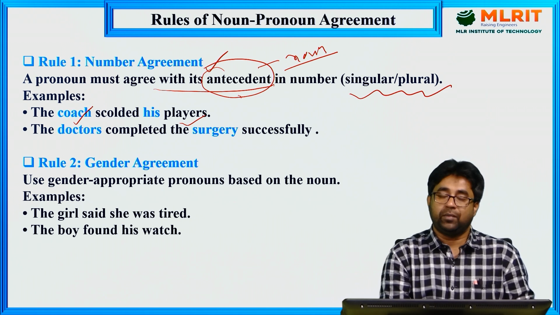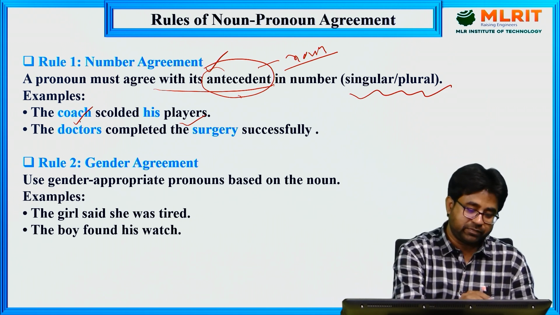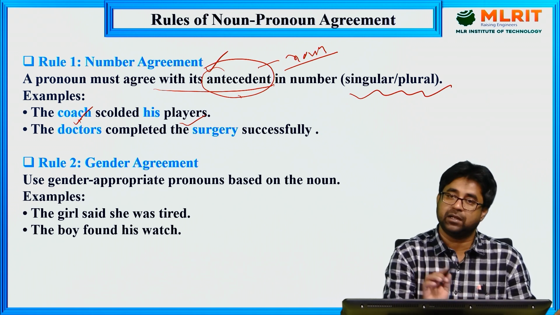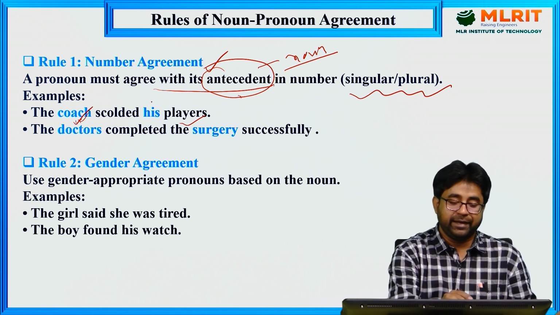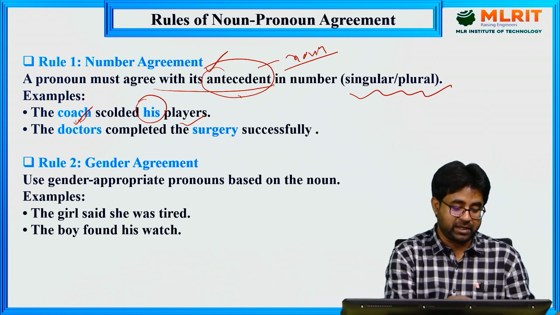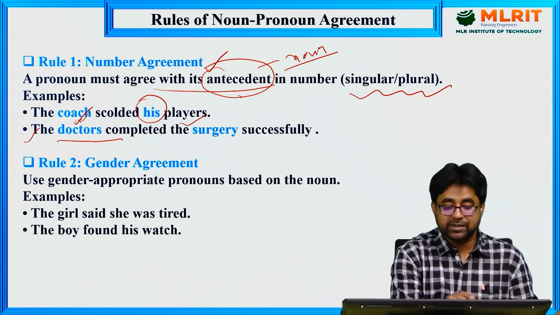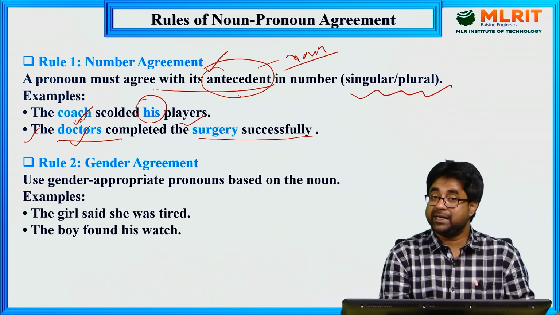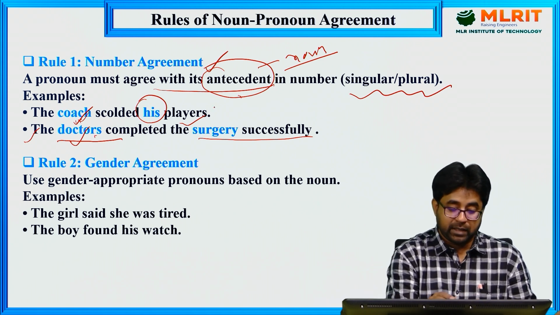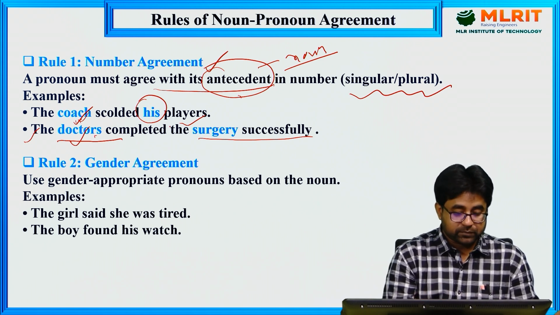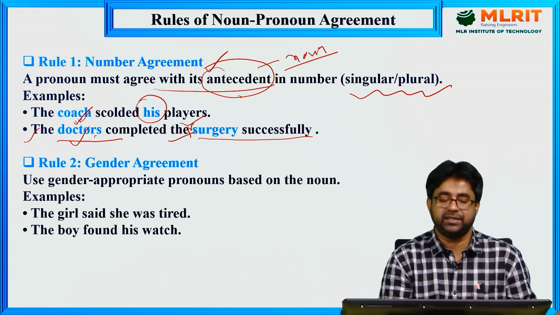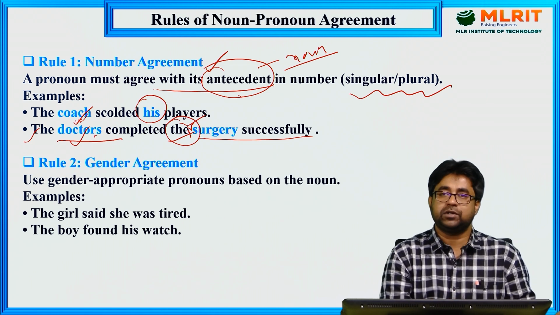Now coach, what is the number? I am not going into the gender. Let's focus only on the number. The coach is singular, right? One coach. I'm talking about one single coach. So coach is singular. You can see the pronoun also is singular in nature. Second example, the doctors completed their surgery successfully. Here you can see the number of the noun, doctors, is plural. Now see, completed, here there is a mistake. It should be completed their surgery successfully. So the pronoun is also plural in nature because the noun is plural.